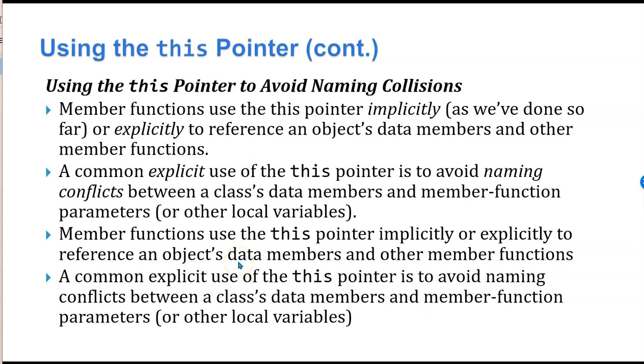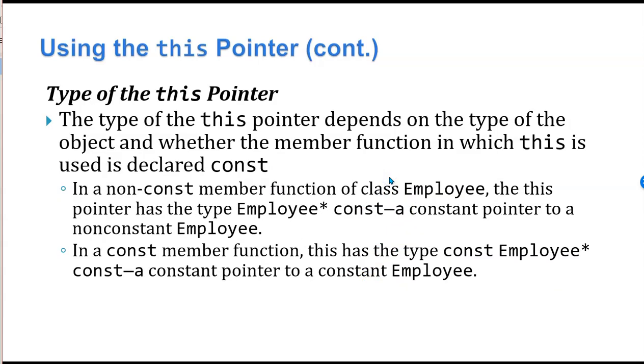So, why do we use this? Sometimes we have name collisions. Member functions use the this pointer implicitly or explicitly to refer to an object. An explicit use of this pointer is to avoid naming conflicts. Member functions use the this pointer implicitly or explicitly to reference a member's data members and other member functions. A common explicit use of this is to avoid naming conflicts between a class's data members and the member function parameters.